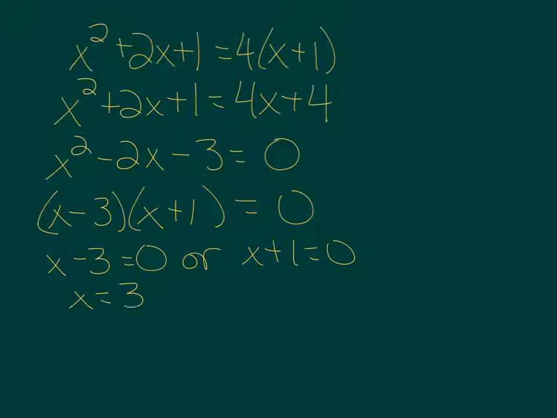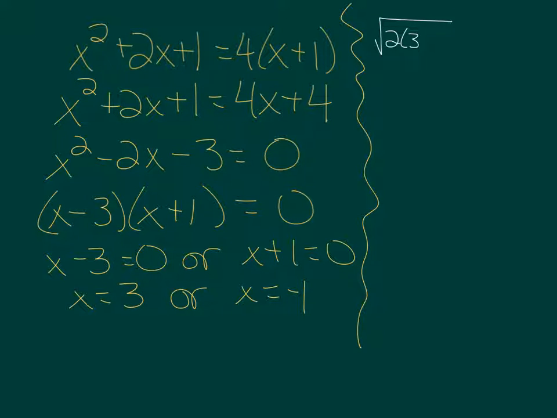We get x is 3 or x is negative 1. Now here's the kicker. We've done all that work and a couple of these might not work. So we need to make sure that all of these work in our original equation. So if we do the square root of 2 times 3 plus 3 minus the square root of 3 plus 1.